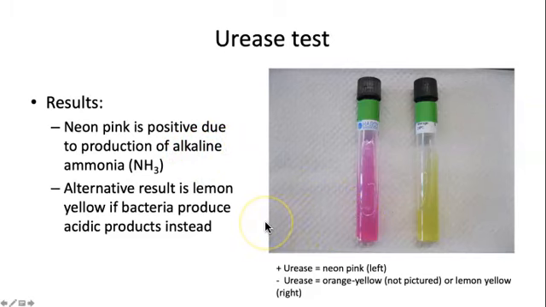If urease is not active, then that means the bacteria are producing acids instead of breaking down urea. So a positive urease test is this neon pink color, and a negative test is this yellow color. It is also possible sometimes with this test to get an orange-yellow result. That's considered negative for the purposes of this class. That happens when the urease enzyme is very slow acting. But for the purposes of our class, we're going to call the pink positive and the yellow negative.